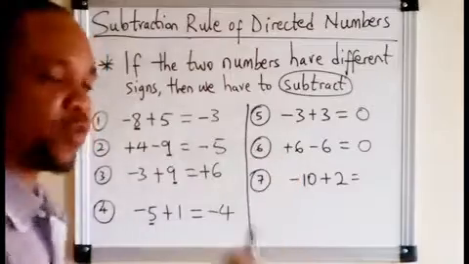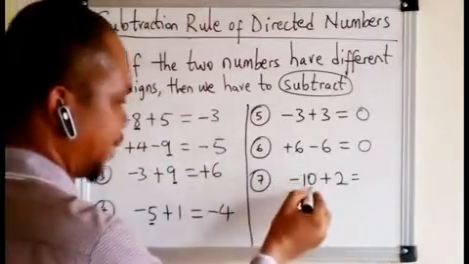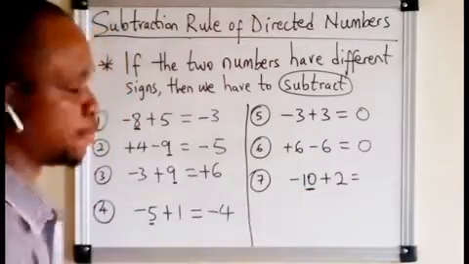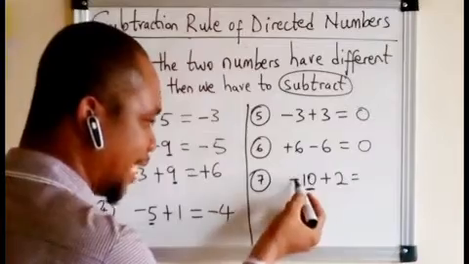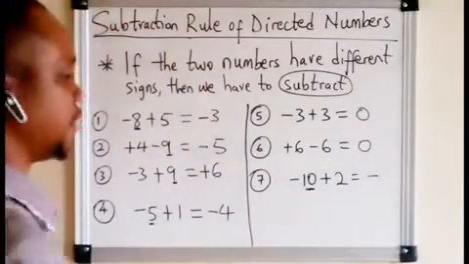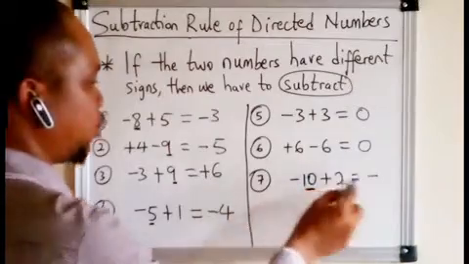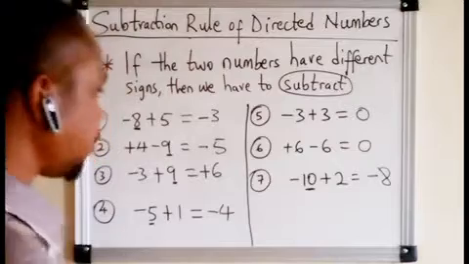But first, we have to find out the bigger number. 10 and 2. 10 is bigger than 2. 10 is bigger. So the sign that is attached to the 10, the sign the 10 is carrying, we have to select it and put it down. And then 10 minus 2 is 8. So our answer is minus 8.